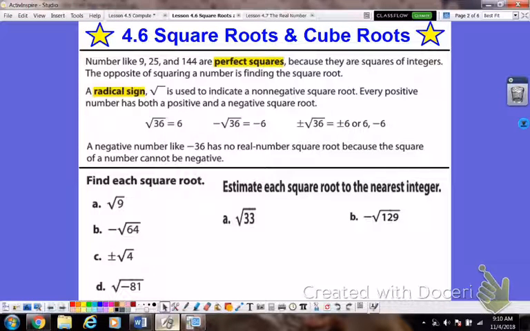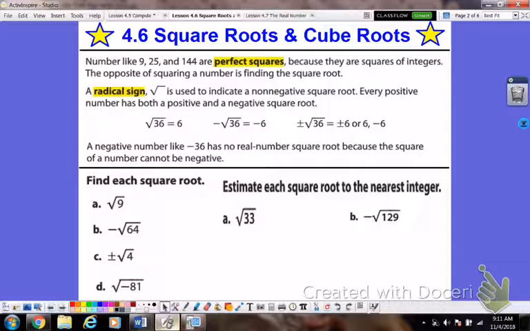Here we go for lesson 6, talking about square roots and cube roots. So numbers like 9, 25, and 144 are perfect squares, vocab word there, because they are squares of integers. The opposite of squaring a number is finding the square root. Okay, so perfect squares would be a number that, if you took the square root, you would get an integer, you get a whole number.